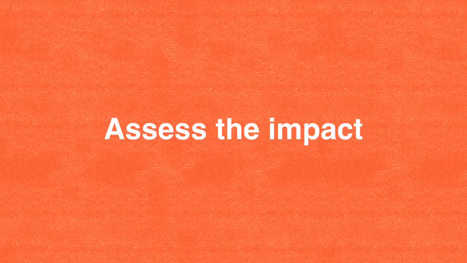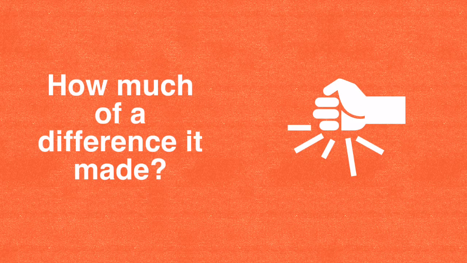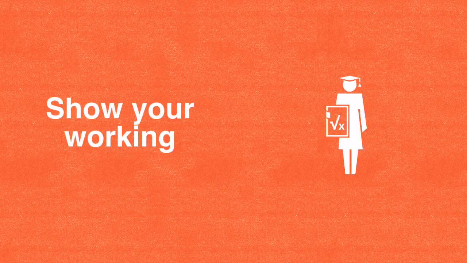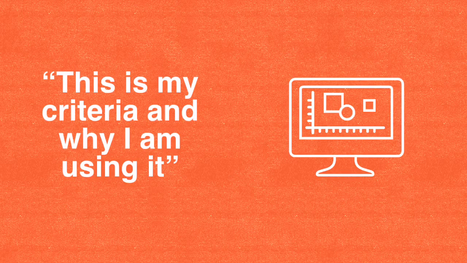Another common assessment you're asked to make is to assess the impact of something. Really, it's asking you to assess how much of a difference it made, so it's the criteria of results and size. I often suggest to my students a helpful way of assessing impact is by looking at a snapshot of before and after so we can see the difference between the two. Another suggestion I make is borrowed straight from your maths teacher. Show your working. In other words, tell them exactly what criteria you're using to assess and why.